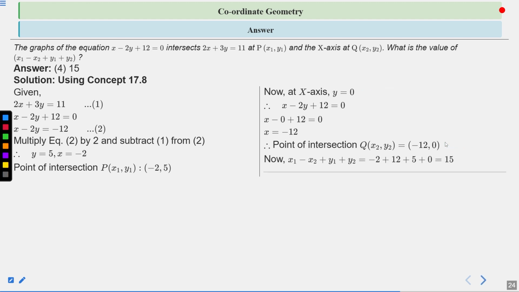Now putting these values of x1, y1 and x2, y2 in the given expression, we get x1 minus x2 plus y1 plus y2, which is minus 2 plus 12 plus 5 plus 0. When we simplify it, we get 15. So the fourth one is the correct answer of this question. Next one.